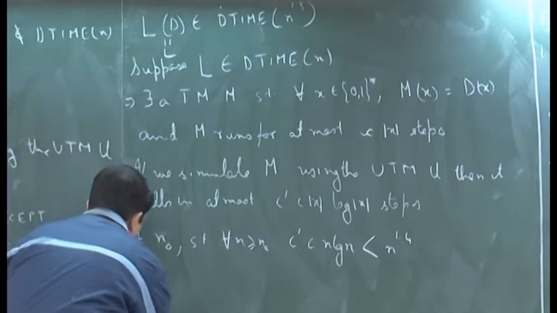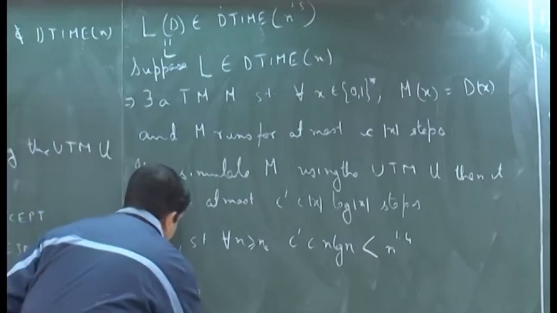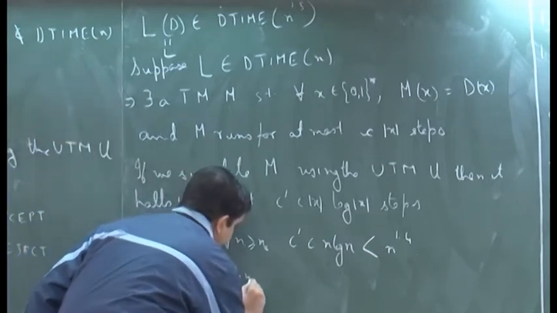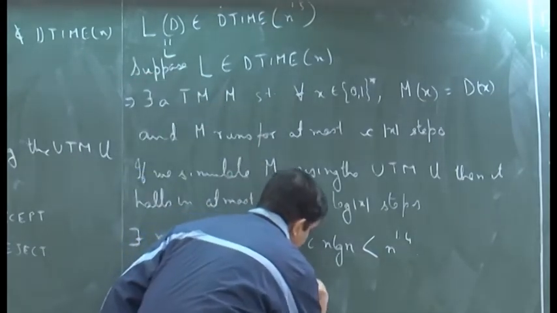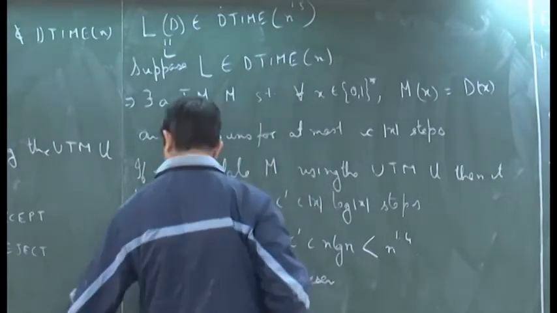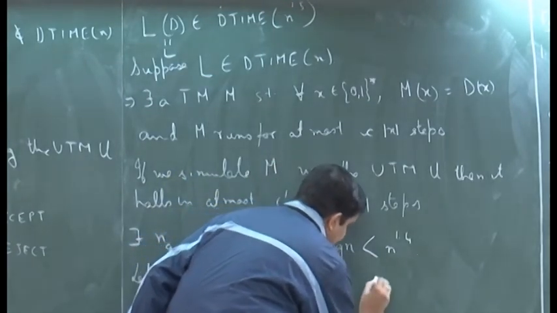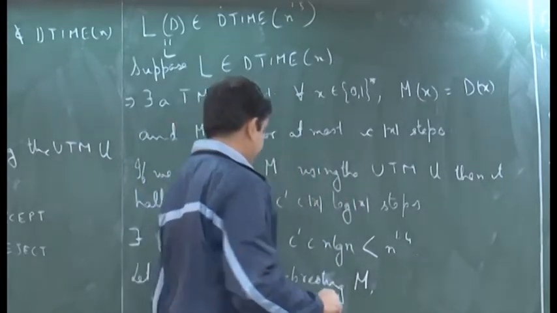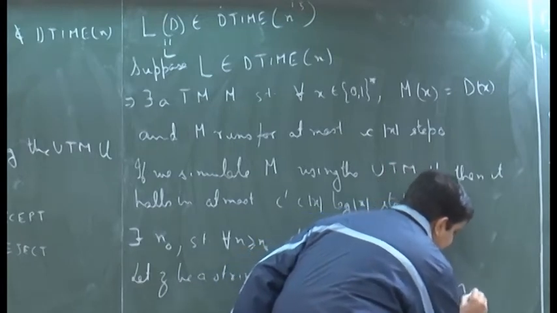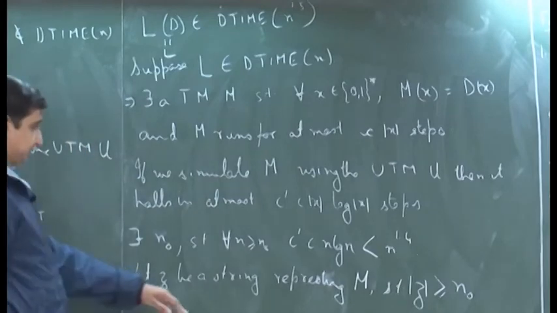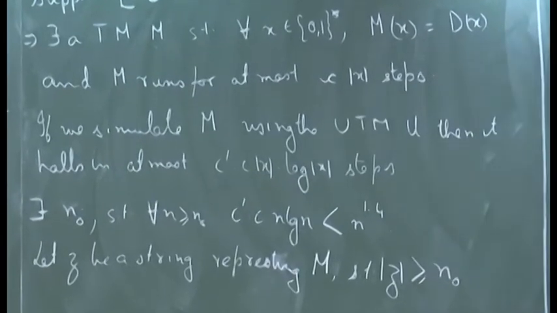So, let z be a string representing the machine M such that z has length at least as large as n naught. That is, the cardinality of z satisfies this inequality. So, why can we again assume that such a z would exist?